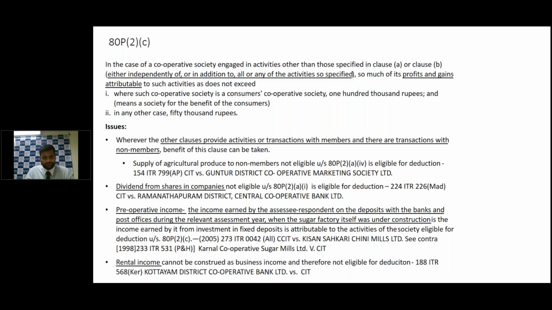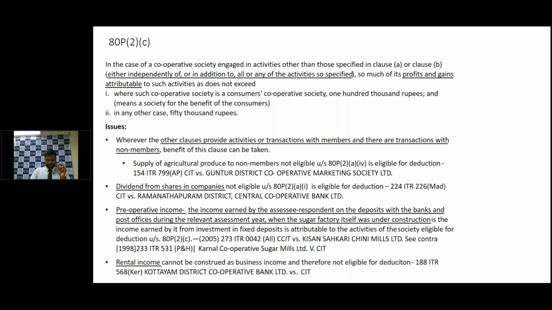Supply of agricultural produce to non-members is not eligible for deduction under section 80P(2)(a)(iv), but is eligible for deduction under section 80P(2)(c). Dividend from shares in companies not eligible for deduction under section 80P(2)(a)(i) is eligible for deduction under section 80P(2)(c), provided these incomes form part of your profits and gains of business.